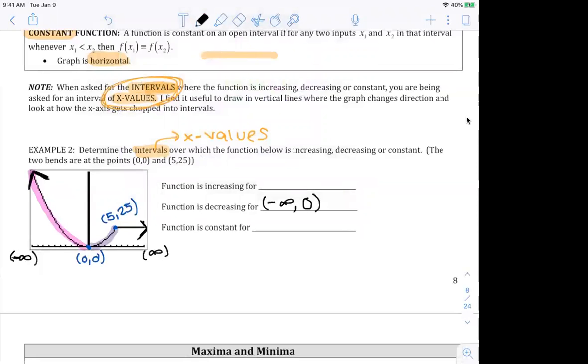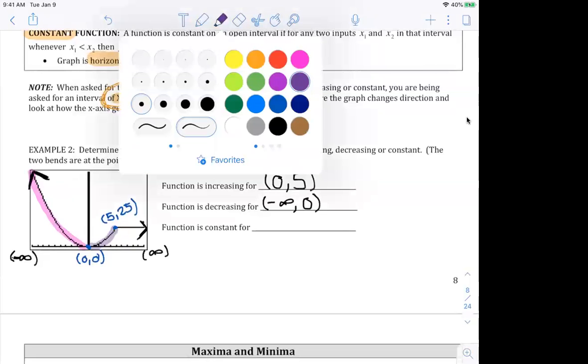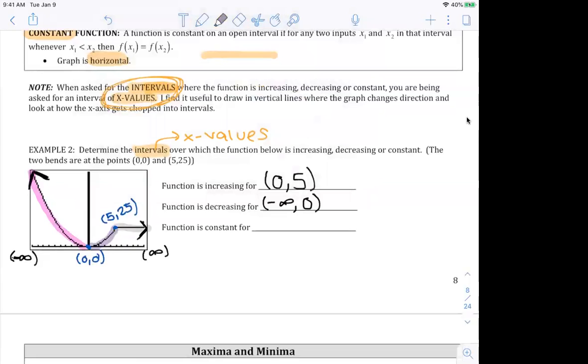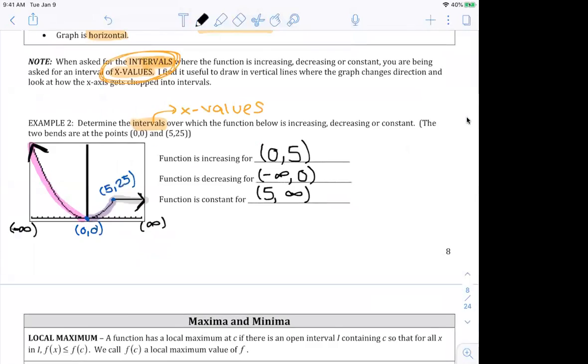So the interval, the x values, again, you drop down to see where the x values are, is from 0, where the purple started, to 5, the next x value. And then constant is a horizontal line. So if we look for the constant, which I'm going to do in gray, it started at 5 for the x value, and it's going towards infinity. So it's 5 to infinity. So you're looking left to right for your intervals. You're going to be doing a lot of that all year long with lots of different types of graphs.